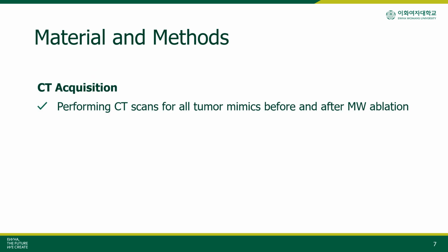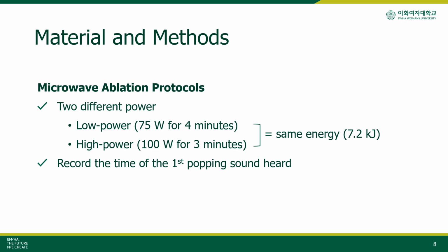CT scan was acquired for all tumor mimic models before and after ablation. Ablation was performed at 75 watts for 4 minutes and 100 watts for 3 minutes. The energy delivered during the ablation was the same in both groups. The time at which the first popping sound occurred during the procedure was recorded.